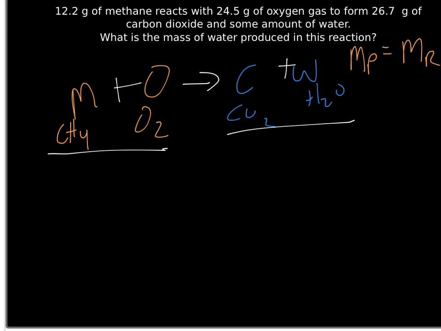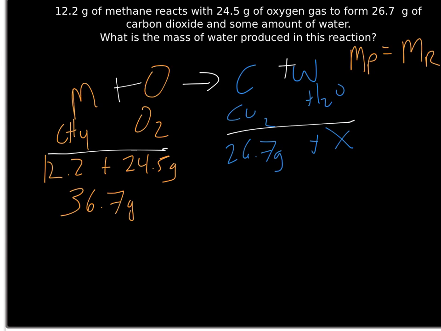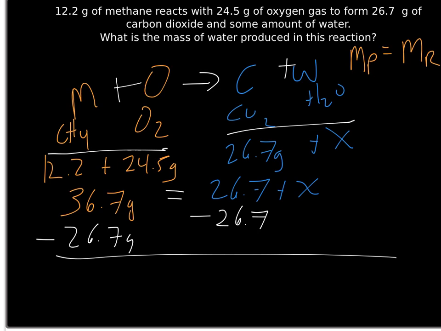And I know I have over my methane, I've got 12.2 grams. And I know my oxygen, I have 24.5 grams. And over here, I know I have 26.7 grams of my CO2. And I don't know how much water. Well, 12.2 plus 24.5, that's just 36.7 grams. And 26.7 plus X. You see how I've set up a little algebra problem here. Well, that's easy to solve for, right? Because you just got to get this 26.7 to the other side. So I can take 26.7 grams away from both sides. And of course, I get down to 10.0 grams equals X. That's it. So in this reaction, apparently we get 10 grams of water if it is done correctly.